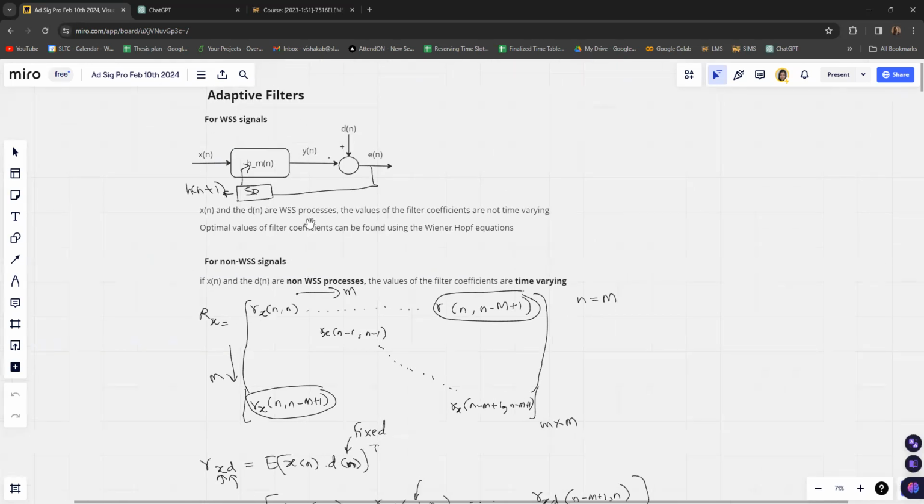So we require this kind of an updating filter for cases where the signal that we are inputting into the filter changes with time. For cases where the input signal is a WSS signal or a stationary signal, the filter coefficients actually remain the same. Once you find the optimal filter coefficients, that would be enough for all the time instances. The reason being the input signal's statistics don't change with time.